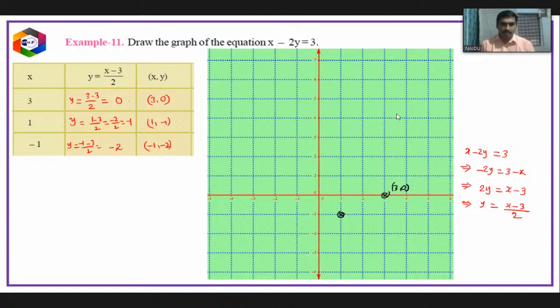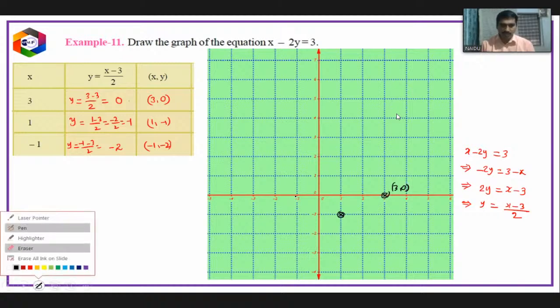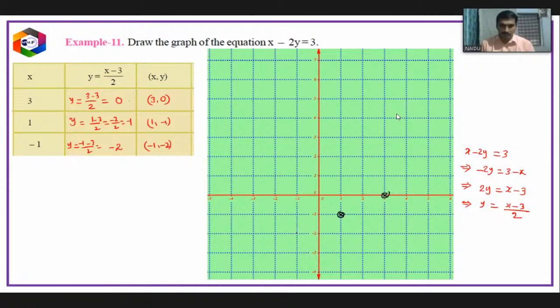So at last, next one more point, minus 1, minus 2. X value is minus 1, y value is minus 2. Minus 2 means again it will be down. So this is the point. Here I am writing minus 1 comma minus 2, and the value of another one is 1 comma minus 1, and this is 3 comma 0. Now these are the 3 points.